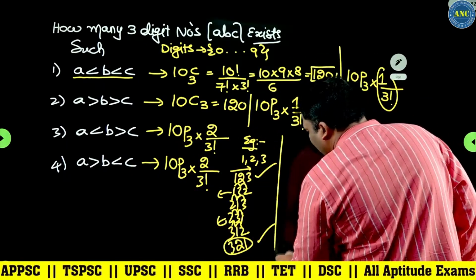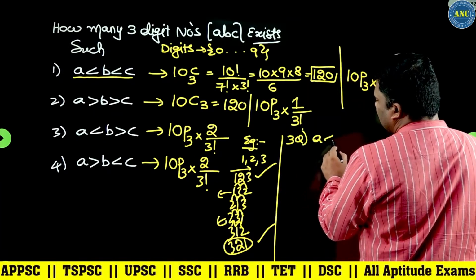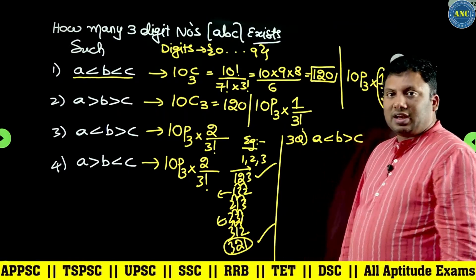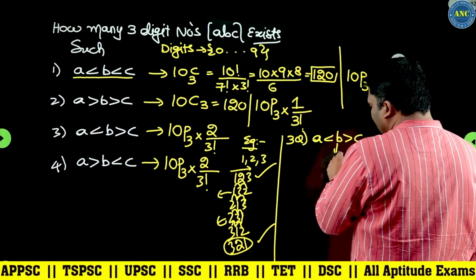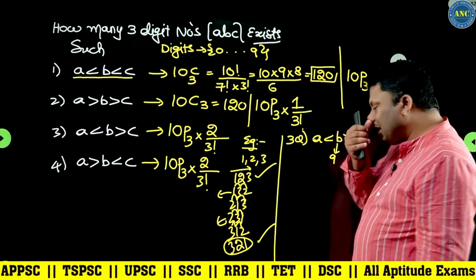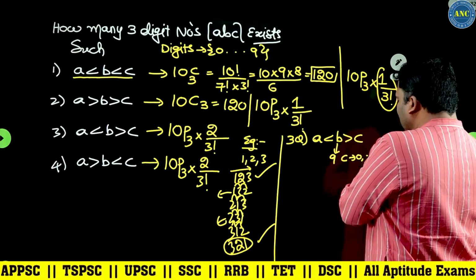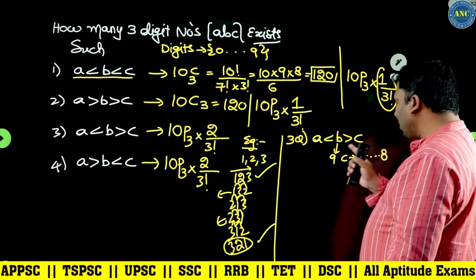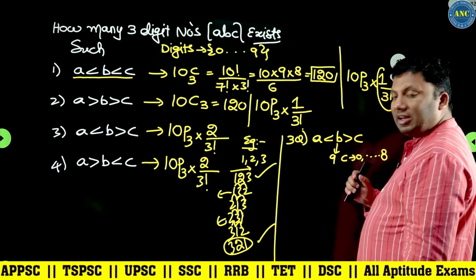Another way to look at this problem, coming back to our third question: A less than B, B greater than C. Suppose I fix B value as 9. B is greater than C, that means C can take any value from 0 to 8. 9 is greater than 0, 9 is greater than 1, 9 is greater than 2, up to 9 greater than 8.